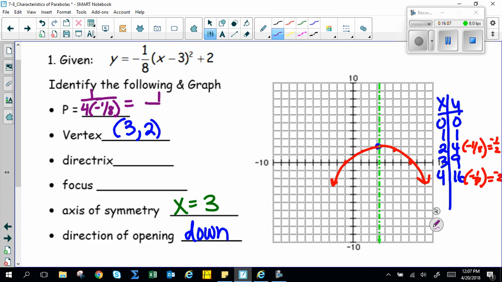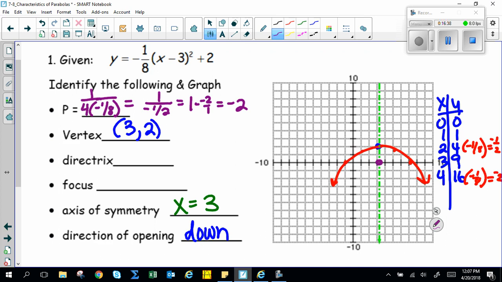So 4 times negative 1 over 8 is negative 1/2. What am I doing when I'm dividing by a fraction? Multiply by the reciprocal. 1 times negative 2 over 1. So my p-value is negative 2. Now, I don't want you to worry about the sign. I just want you to think about the distance, like the absolute value is distance. So p is 2. So 2 units inside the parabola is your focal point.